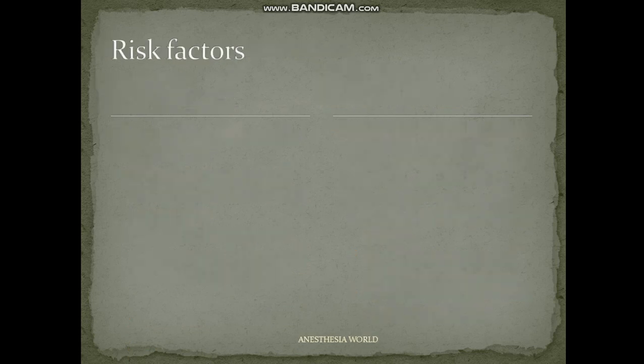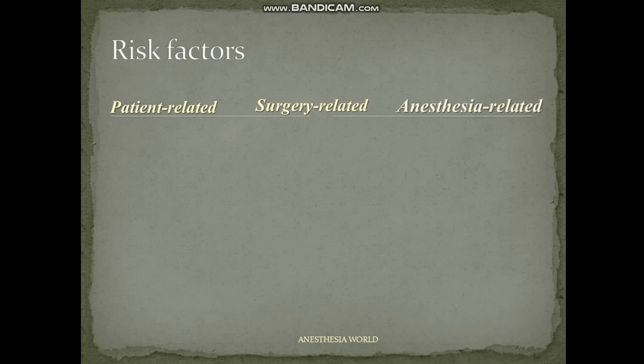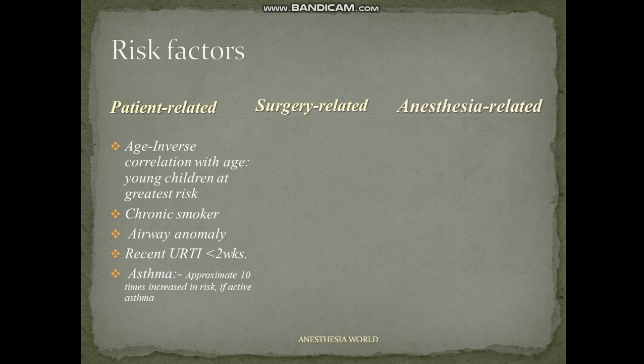The risk factors can be patient-related factors, surgical-related factors, and anesthesia-related factors. When we come to the patient-related factors, the first one is age, which has a reverse correlation with age. That means young children are at greater risk for laryngospasm. The other is chronic smokers as well.